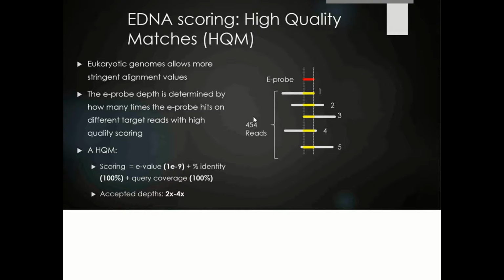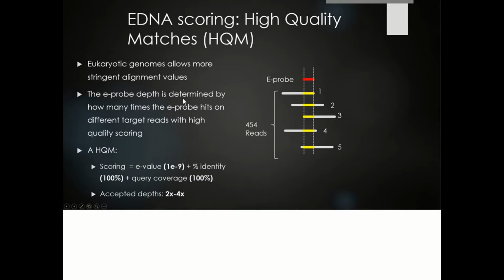And after we have the BLAST output, in the BLAST output we have an EPROB, and let's say this is an 80 base pair EPROB. It happens that it aligns with many 454 reads. We might have multiple reads from the same region, which allows us to have what I called EPROB depth. So the eukaryotic genome allows more stringent alignment values, as I mentioned before, because we have many EPROBs and many targets for the EPROBs.